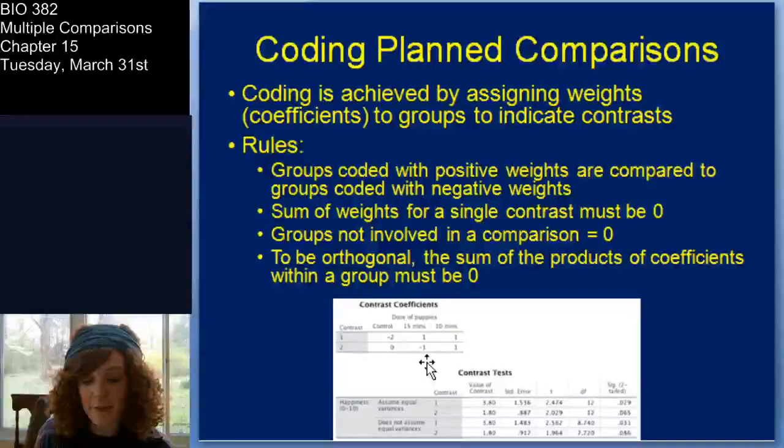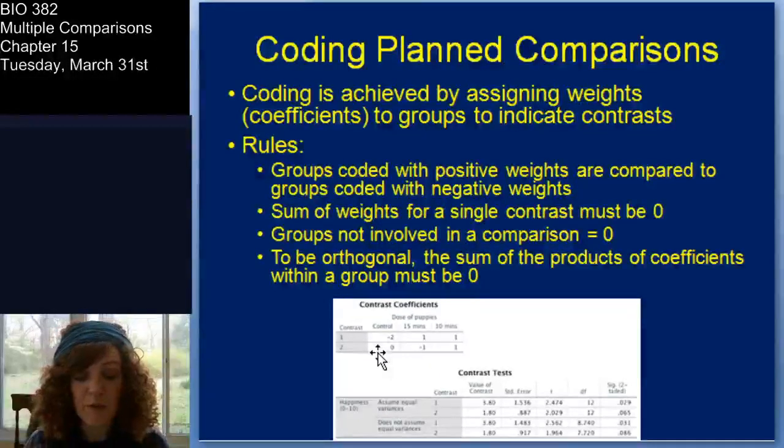And here this is pretty simple. You're just comparing 15 to 10. And they're not concerned with the control group. And when that's the case, if you are not involving a group, then for that contrast, you code it as 0. Okay? So we're comparing -1 to +1. If we're comparing this to these two, it's -2 and then a +1, because you're comparing this to these two. Whereas this is only being compared to this one, right?